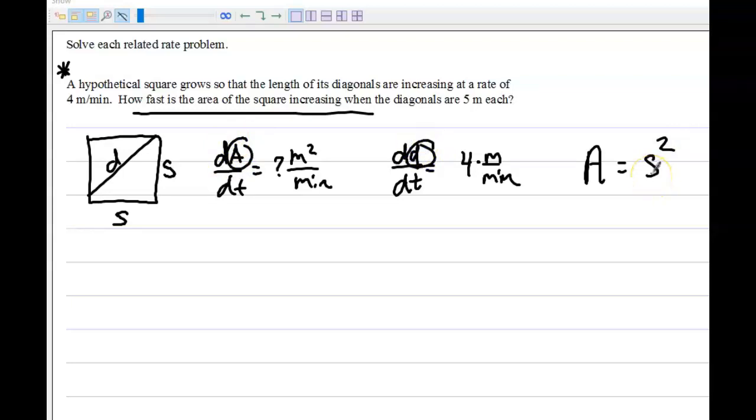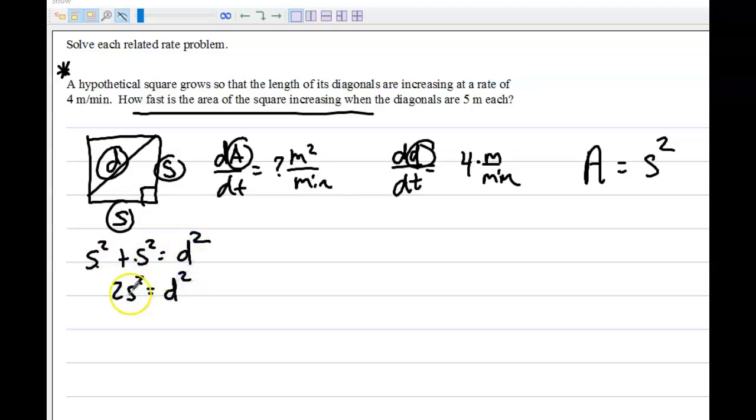Well, we have to do a little bit of extra work here. So what is the relationship here between D and S? Hopefully you guys might be thinking maybe Pythagorean Theorem. S squared and S squared makes 2S squared. Now let's get S by itself. Ready? I'm going to divide both sides by 2. And then I'm going to square root both sides.